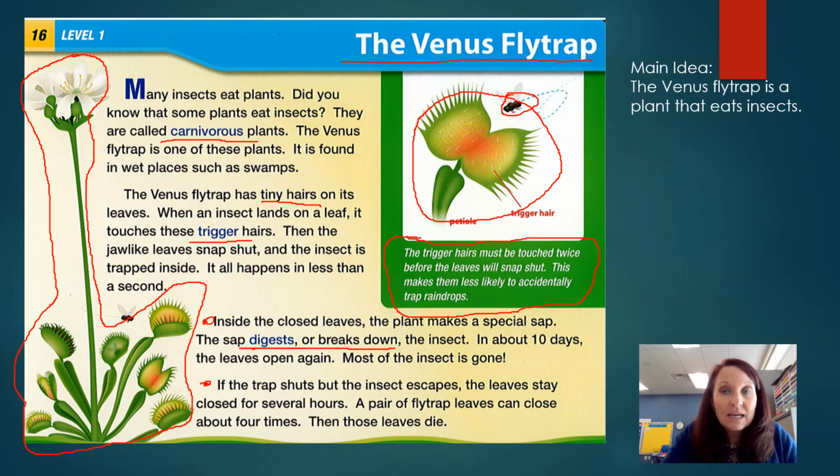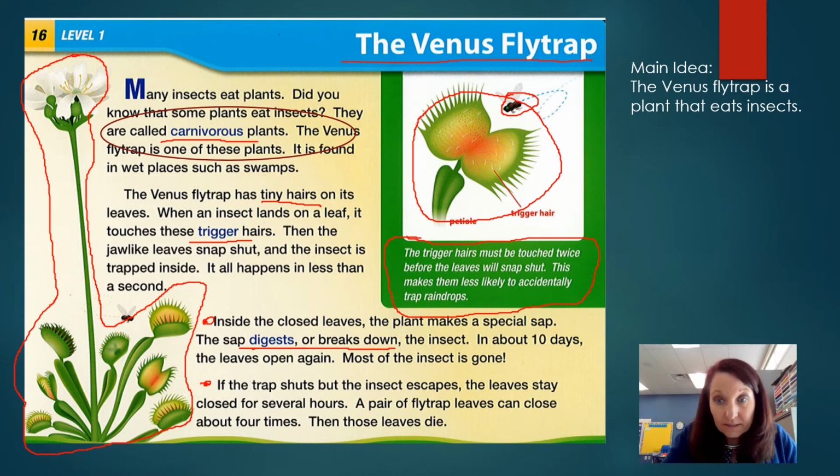So the main idea is the Venus flytrap is a plant that eats insects. And I know that because in the first paragraph, it talks about this being a carnivorous plant, which means it's eating insects. And this whole story is telling us about how it eats the insects. So this is mostly about the Venus flytrap eating an insect.